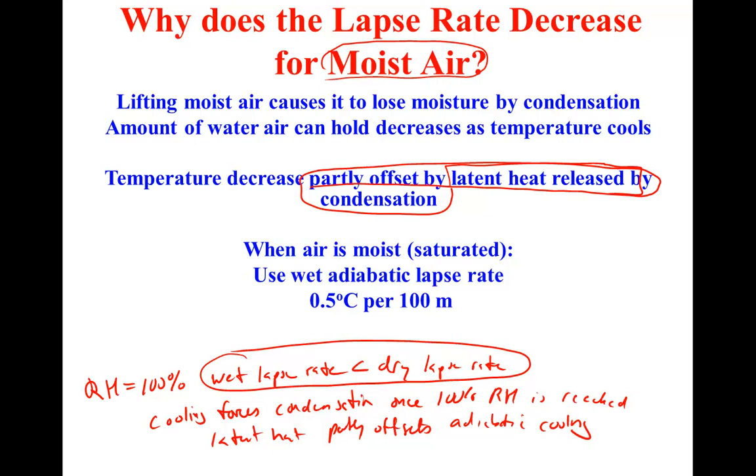Now, the wet lapse rate changes as a function of how much water vapor is being condensed, which is in turn a function of the temperature of that air mass, because air can hold more water at warmer temperatures, releasing more latent heat by condensation, and less water at colder temperatures. So the wet adiabatic lapse rate varies as a function of the amount of condensation that's occurring and the amount of latent heat being released. But a good approximation for the wet adiabatic lapse rate is about half a degree Celsius per 100 meters. If you were to go on and take an advanced atmospheric science class, you would use the actual wet adiabatic lapse rate that varies as a function of the temperature of the air mass. But for our purposes, an approximation of a half a degree Celsius per 100 meters is reasonable.